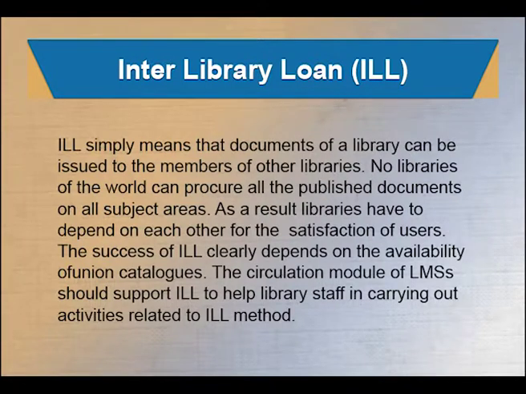ILL simply means that documents of a library can be issued to the members of other libraries, and no library of the world, as you know, is in a position to procure all the published documents on all subject areas. As a result, libraries form a network grid so that they can offer a common membership kind of scheme. Say for example, in my locality there are 5 libraries. Instead of being a member of all 5 libraries, I can be a member of my local library, and by using that card I can borrow books from any other libraries. So, that is basically the concept of interlibrary loan.